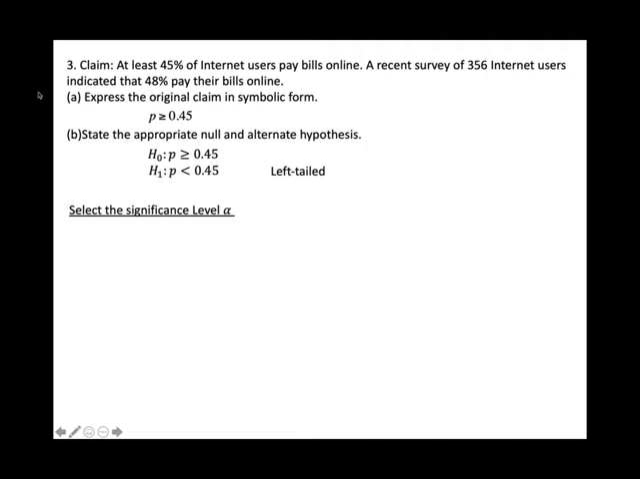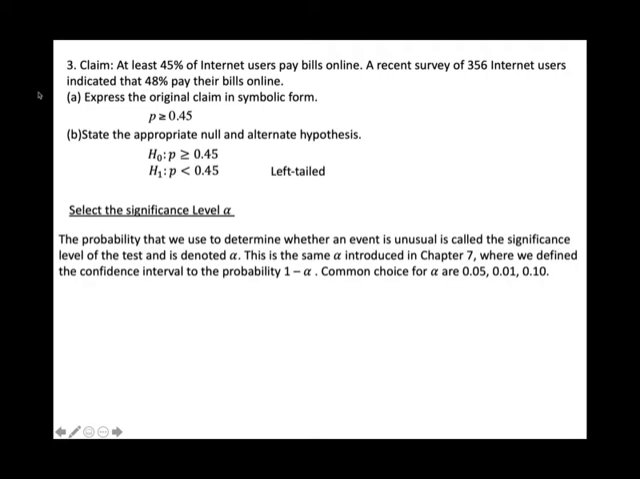Okay, next step, we're going to talk about selecting the significance level alpha. The probability that we use to determine whether an event is unusual is called the significance level of the test and is denoted alpha. This is the same alpha introduced in chapter 7, where we defined the confidence interval with probability 1 minus alpha. Common choices for alpha are 0.05, 0.01, and 0.10.